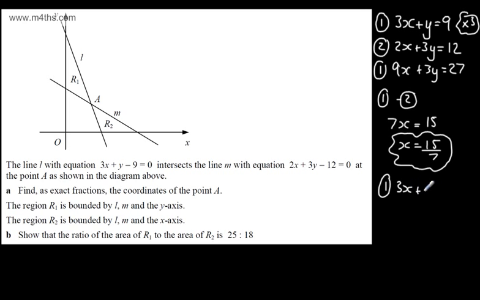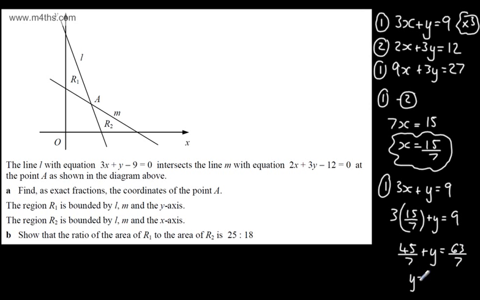3x plus y is equal to 9, so we can say 3 lots of 15 over 7 plus y is going to be equal to 9. That's going to give me 45 over 7 plus y, and I'm just going to write this now as 63 over 7. So we can say that y is 63 over 7 minus 45 over 7, which should be 18 over 7. So that now gives us the coordinates. So this point right here, if we look at it now, we can say that A has the coordinates in exact form, or exact fractions, 15 over 7, comma 18 over 7. And that's that part done.